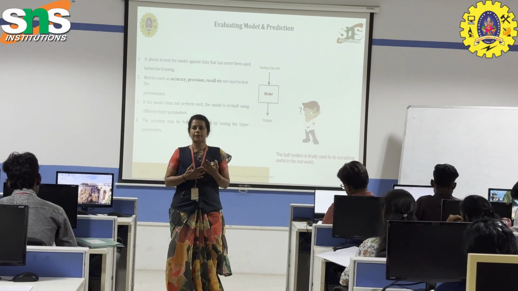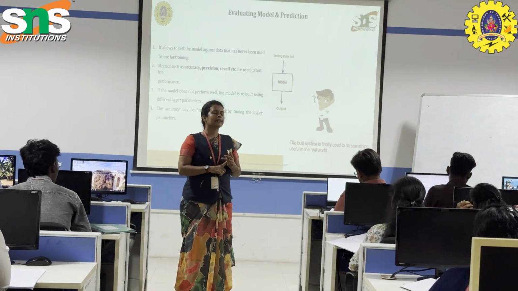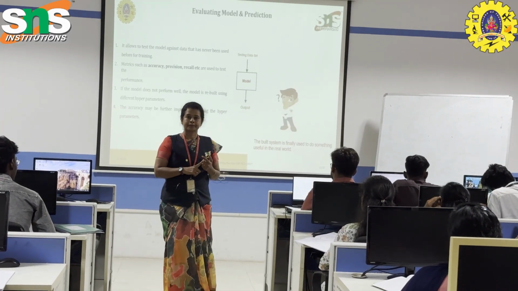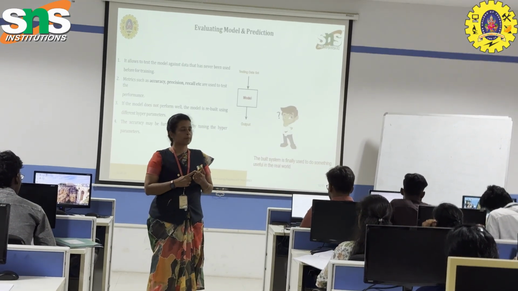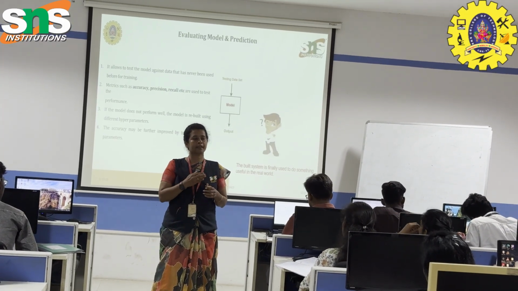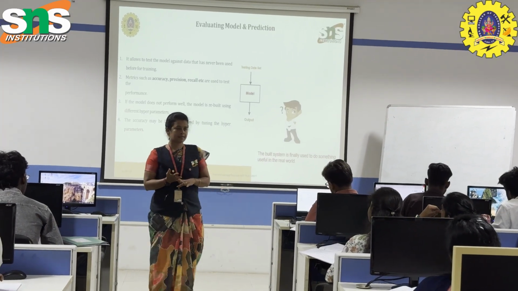Six. What's the name of the first one? Data collection. Second one? Data pre-processing or preparation. Then the third one? Choosing the model. Fourth one? Training the model. Then evaluate. Then predict. Hope you understand, guys.